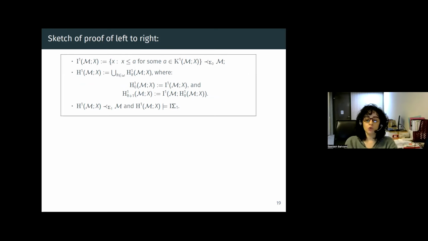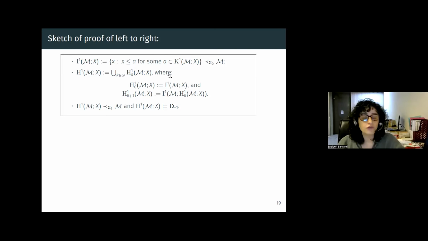Since we are working in a model of IΣ1, we have some restriction. As a result, we need to work first in these structures. Let me introduce what I mean by this notation. Whenever we have a subset X of M, by I1(M, X), I mean the initial segment generated by K1(M, X), which is a Σ0 elementary submodel of M. It is not a Σ1 elementary submodel of M, and most of the time it is not a model of IΣ1.